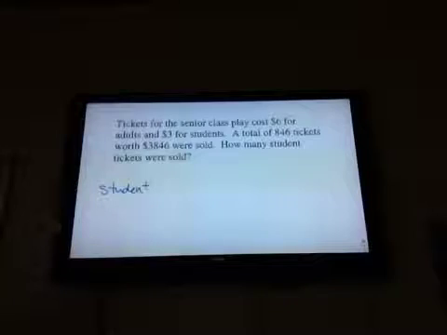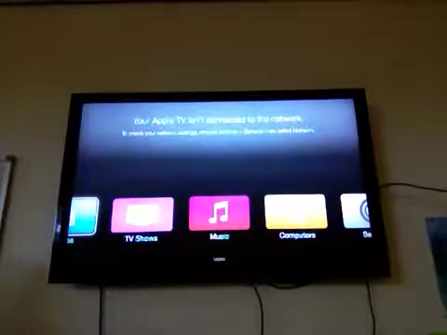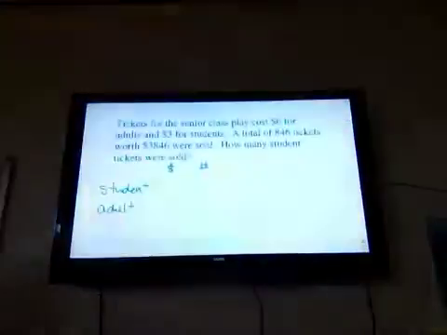Okay, and I believe this is our last one. It says tickets for the senior class play cost $6 for adults and $3 for students. A total of 840 tickets worth $3,846 were sold. How many student tickets were sold? So similar to the last two questions. We are selling. My airplane just went off for whatever reason. There we go.